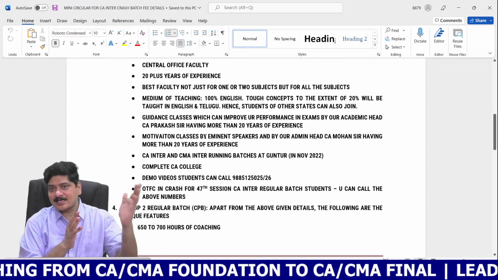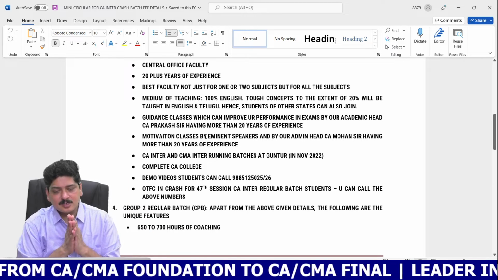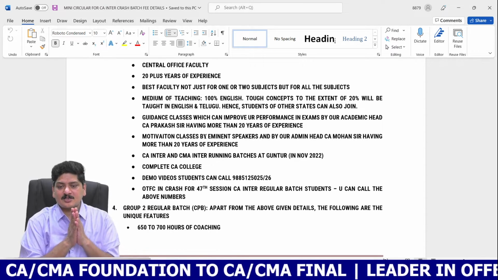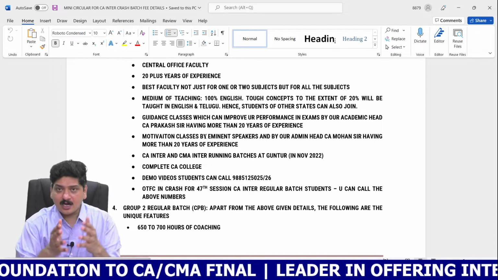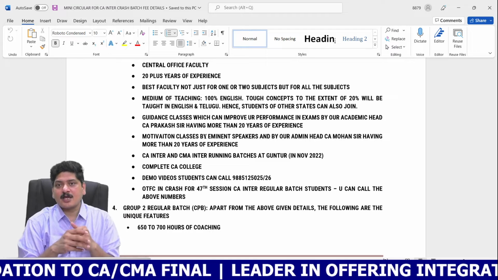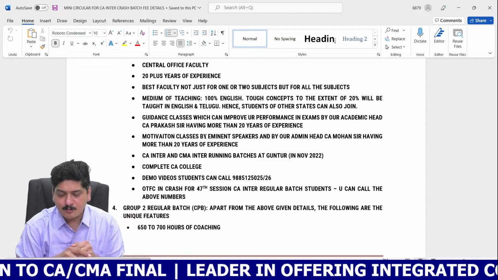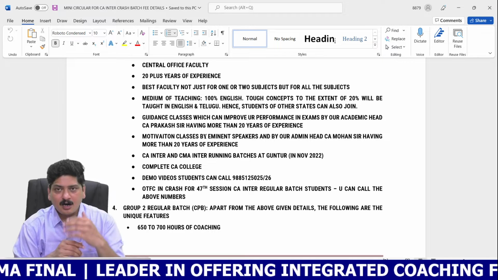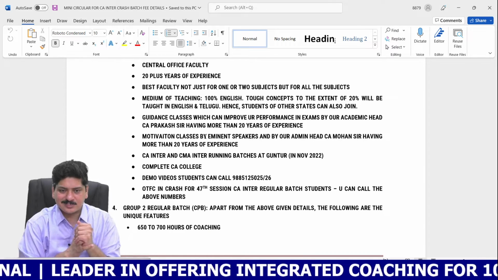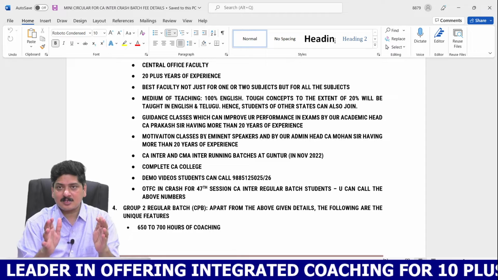This is followed by the guidance classes by our academic head, CA Prakash sir, having more than 20 years of experience in the field of CA and CMA coaching. And of course, I do take motivation classes, and we are going to call eminent speakers also to have regular motivation classes. And not just the crash batches.